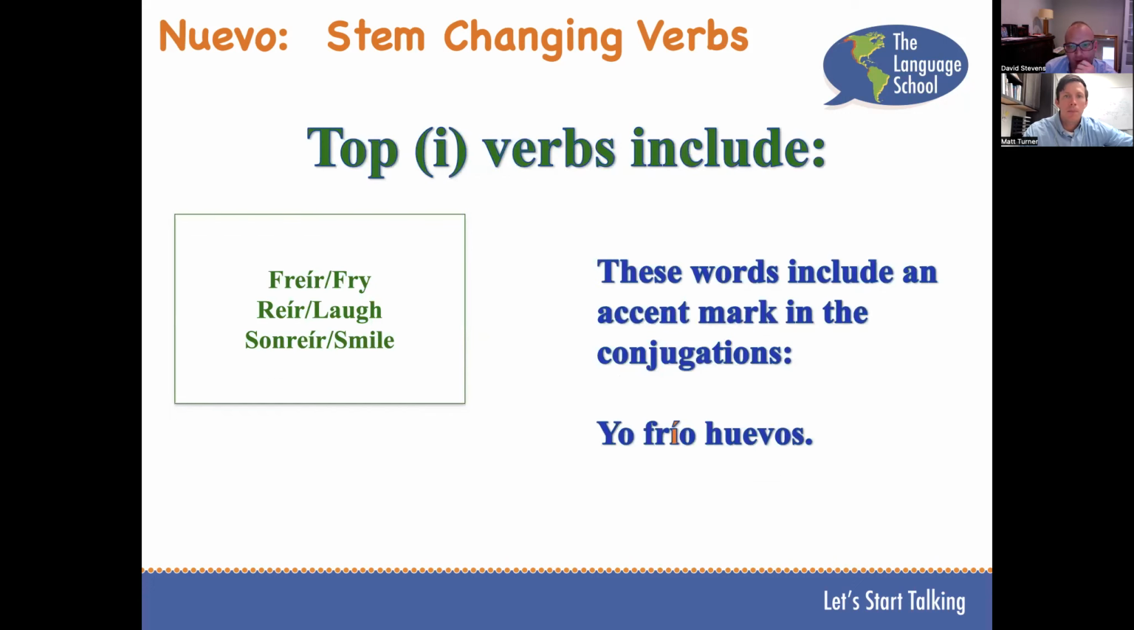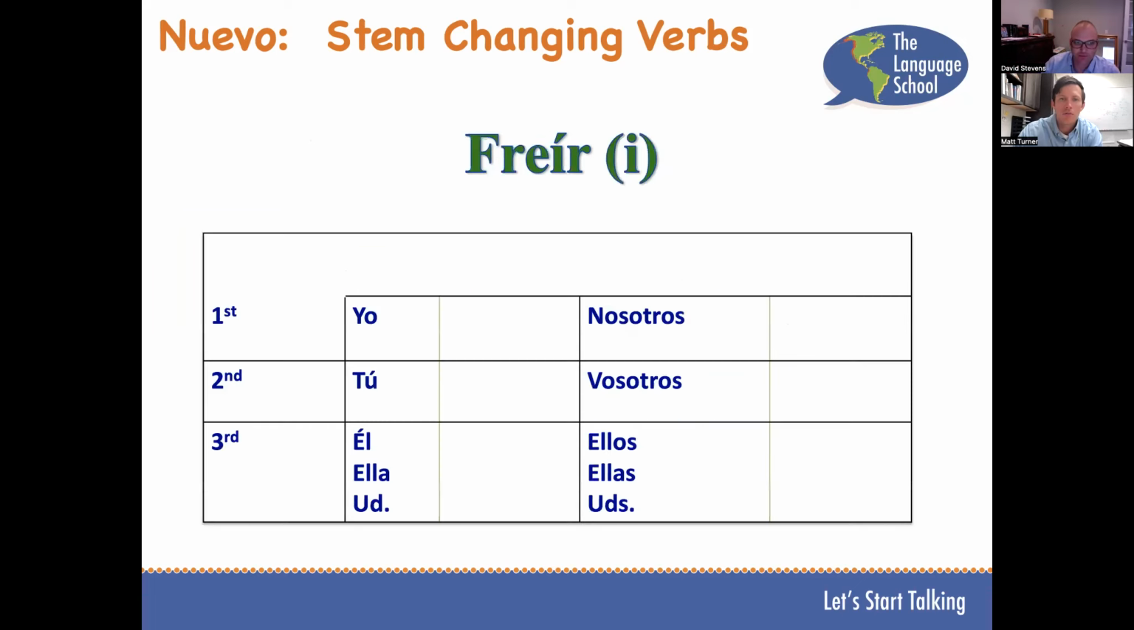Muy bien. Here we've got a couple more that are just a tiny bit irregular because you also have to put this accent mark on it. And it's kind of indicated in the infinitive, because all these have the accent on that I. So we've got freír, reír, and sonreír. For example, frío huevos. So remember, you're chopping off this IR ending. In this situation, we're changing the E to an I with an accent mark on it. And then you're adding back the regular endings.